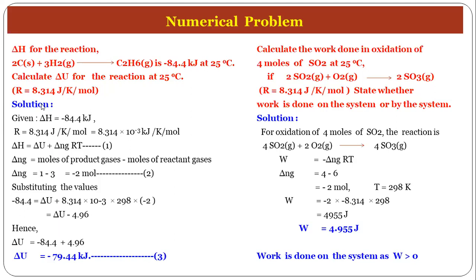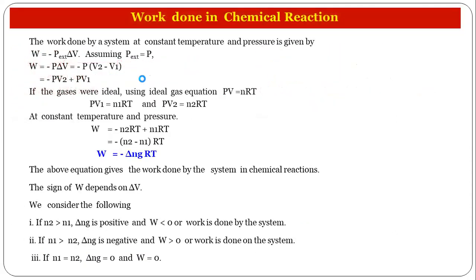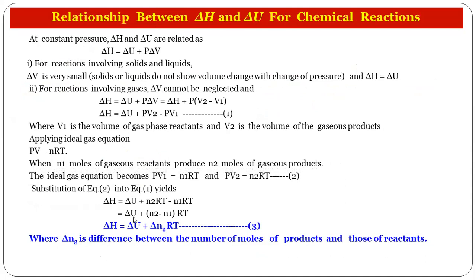First we have to write all the given things. Delta H is given, minus 84.4 kilojoule, as it is. Then the value of R is also given in joule per Kelvin per mole. We can convert it into kilojoule because delta H is given in kilojoule. So this R also we have to convert into kilojoule, that is into 10 raised to minus 3 kilojoule. And this derivation we already derived, the relationship between delta H and delta U. Remember this derivation: delta H is equal to delta U plus the change in number of moles, delta Ng, RT, where g is for gaseous reactions.